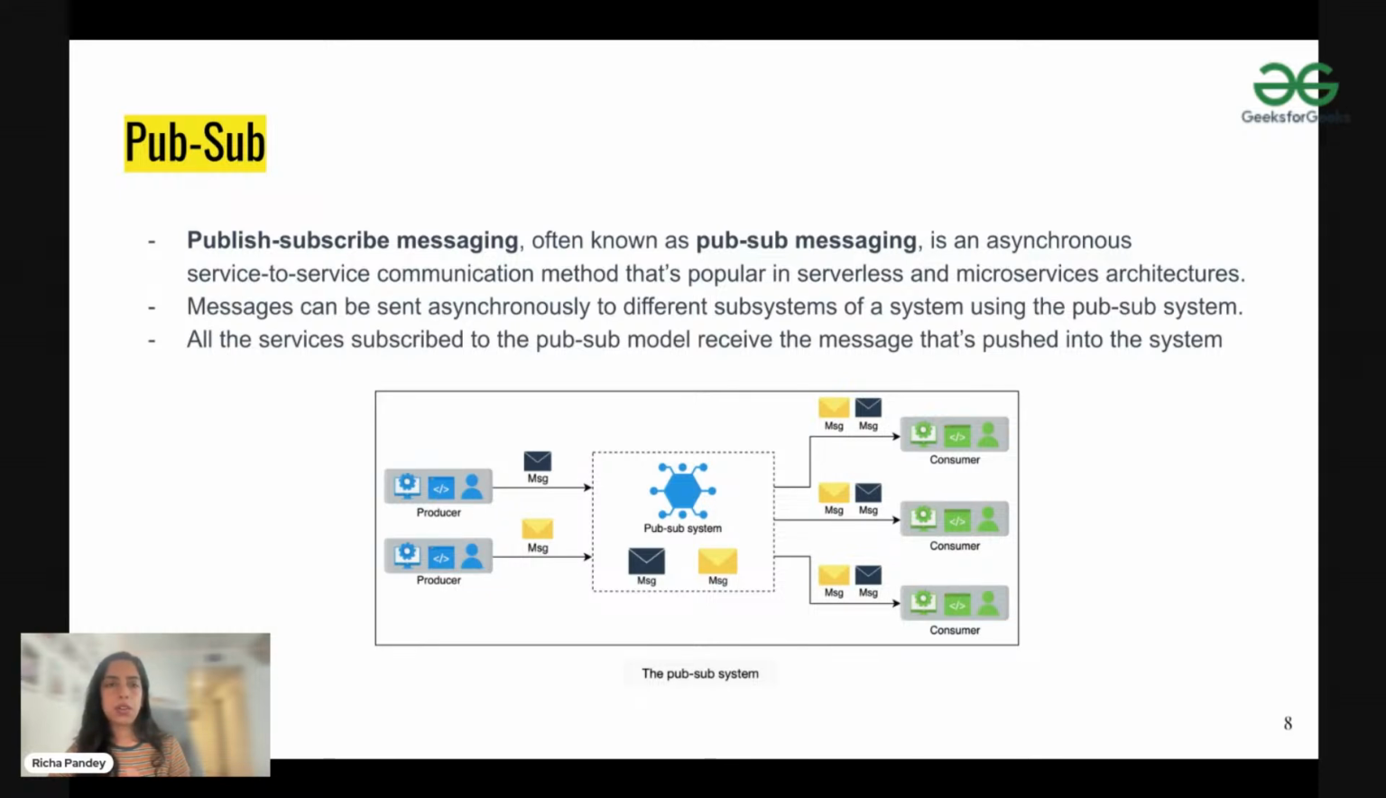So this is the whole idea for a pub sub system. Are there any questions with this?